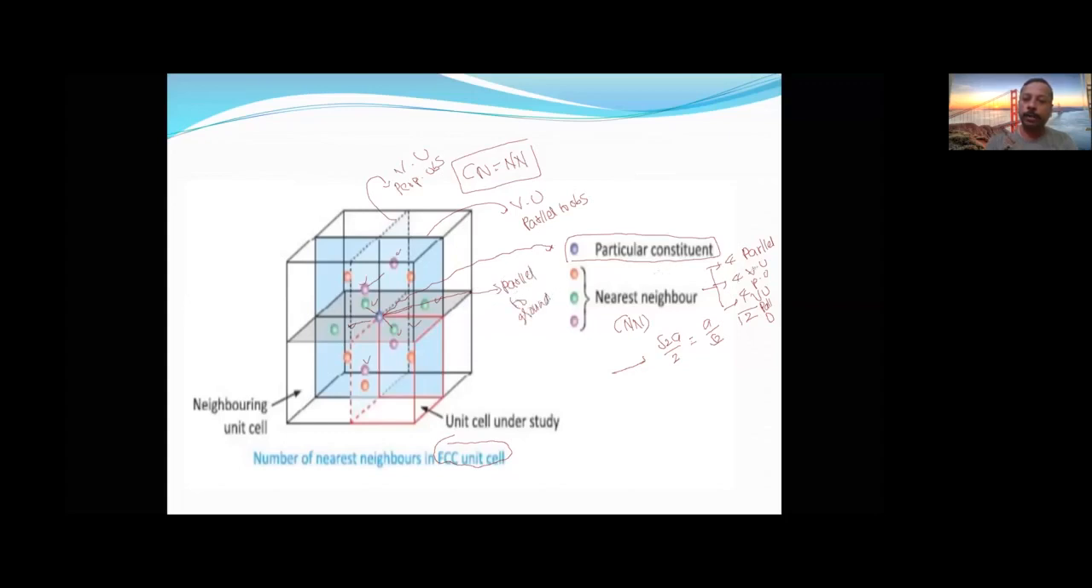Parallel to ground. Is it understood now? So this is how total, and their distance is how much? A by root 2. Okay.